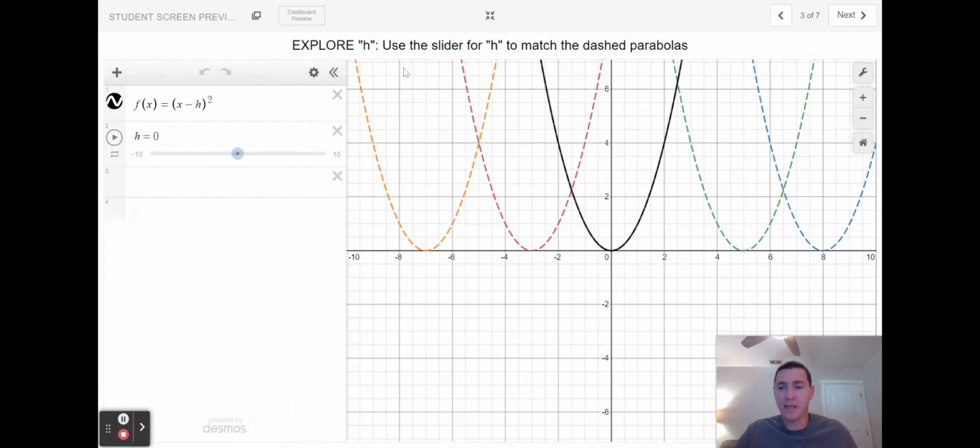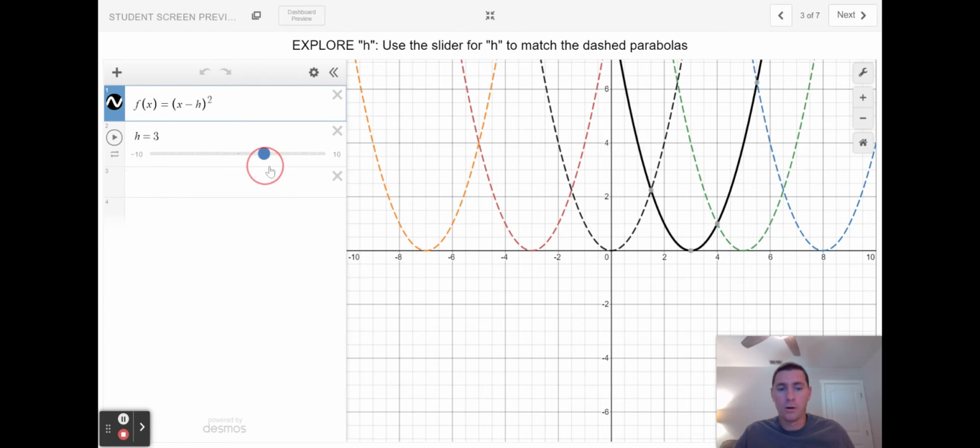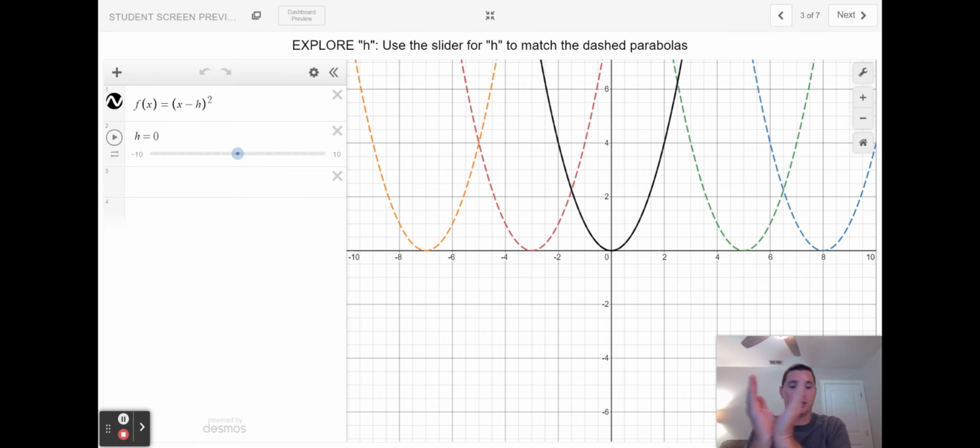Okay, notice this h value is inside the parentheses. It's being squared along with the x. Okay, what happens when we have an h value? It moves things left or right. It translates the parabola left or right. So we have our original and it just slides to the left, slides to the right.